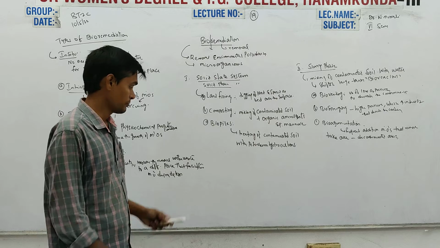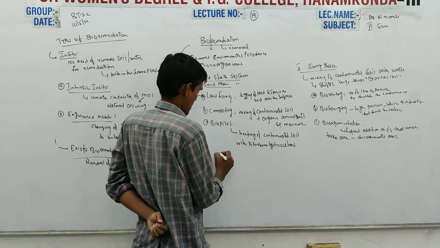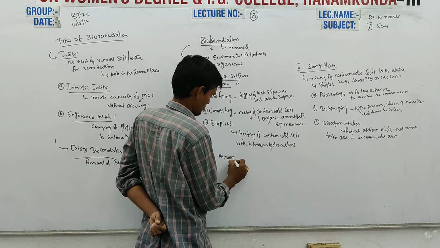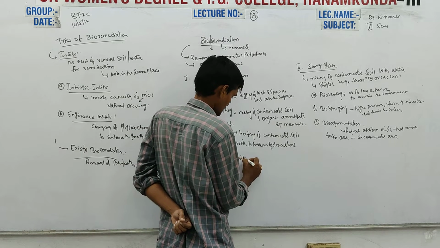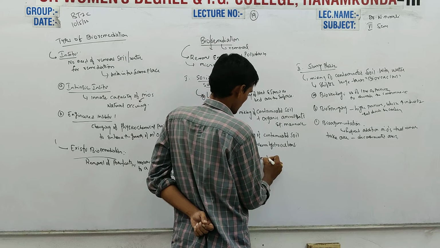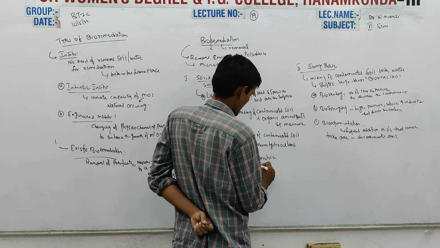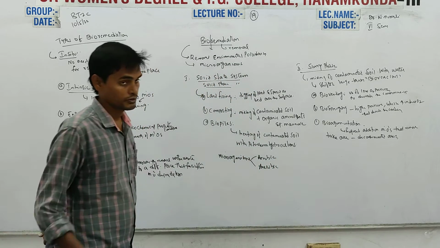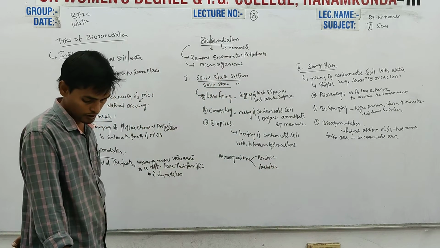Next, coming to the microorganisms, we use two categories. One is aerobic and the other one is anaerobic: aerobic microorganisms and anaerobic microorganisms.